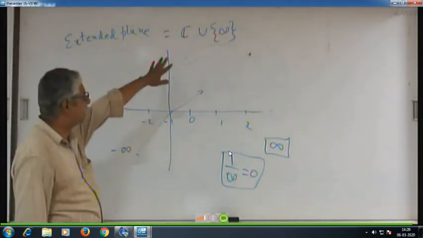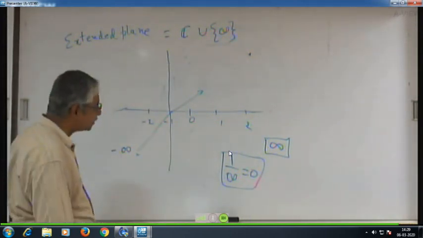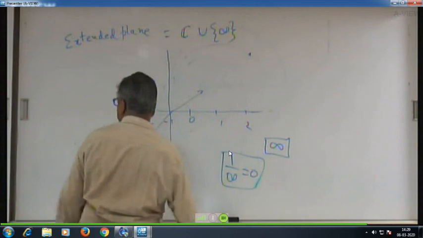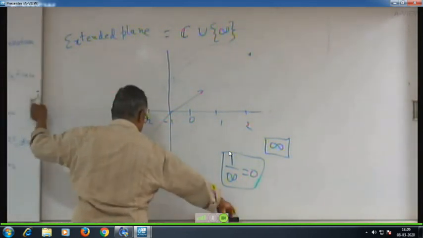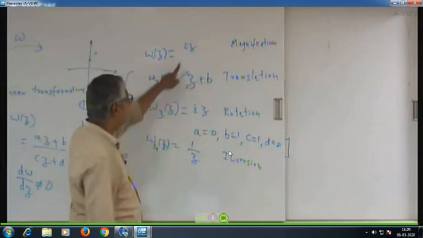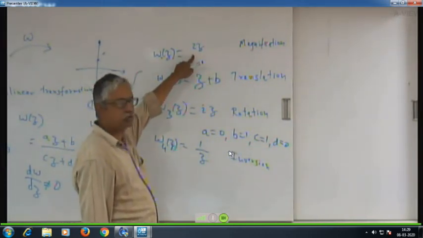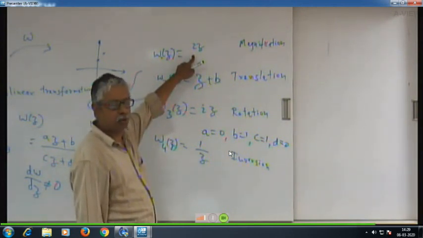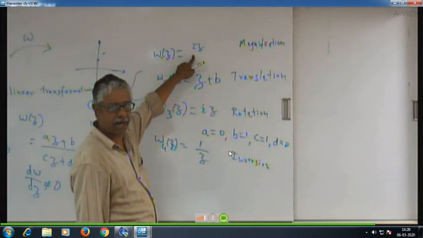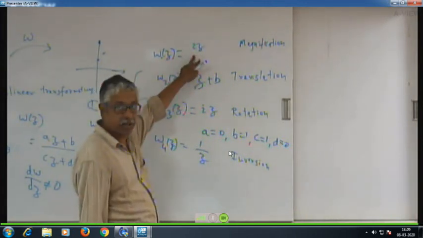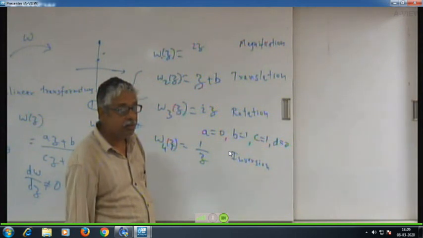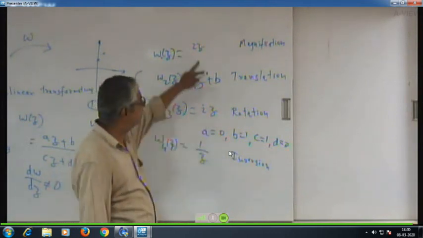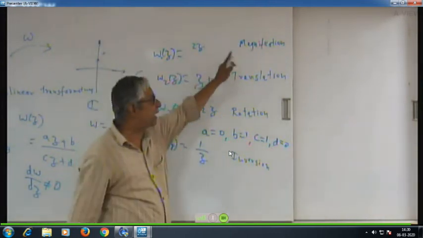So this is called the extended plane, and I want to see what happens to this infinity under various transformations. For example, the easiest one, the magnification. When we take magnification by 2, you see 3 goes to 6, 2 plus i goes to 4 plus 2i, 100 minus 2i goes to 200 minus 4i. So any complex number you take is getting doubled. What happens to infinity? That remains at infinity. That is the algebra. 2 into infinity is infinity. So infinity will remain fixed under magnification.